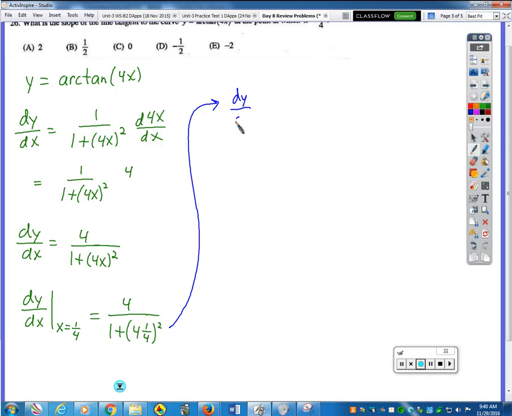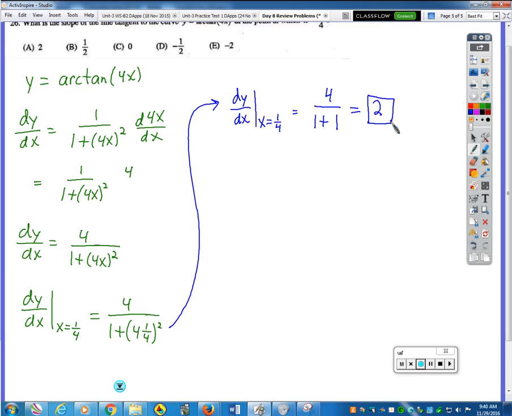dy dx at x equal 1/4 is equal to 4 over 1 plus, this just becomes 1 squared, which is 1. Final result is 2.